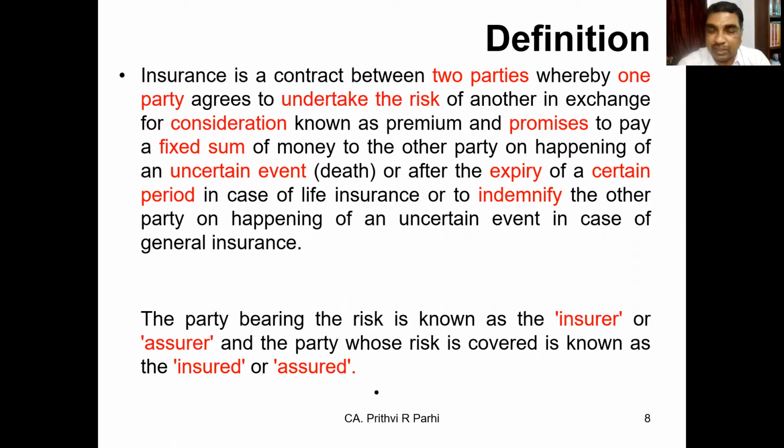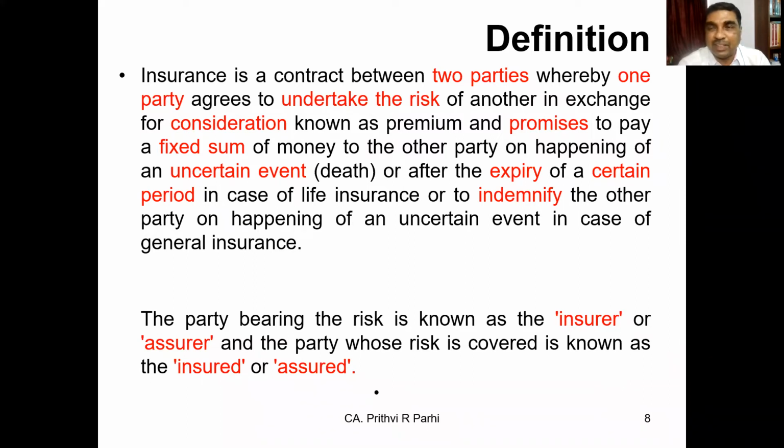Suppose some uncertain event happens. Uncertain means you do not know when it will happen, or to what extent loss will be there. The happening of an uncertain event, for example, death in case of life insurance, or after expiry of a certain period. Let us say death or that uncertain event doesn't happen, still the company may pay after expiry of a certain period in case of life insurance.